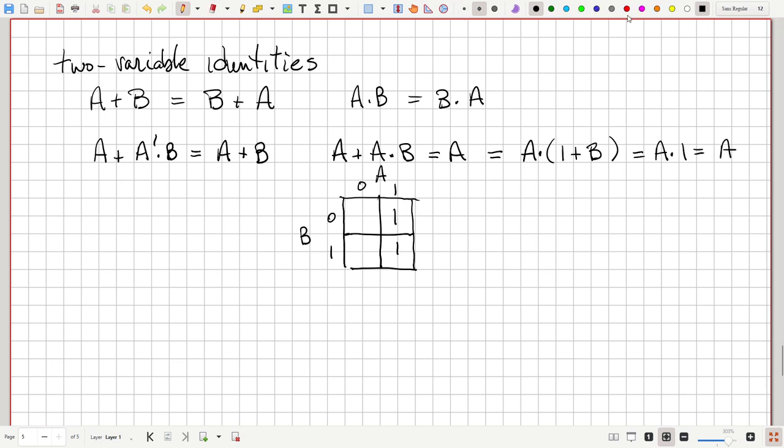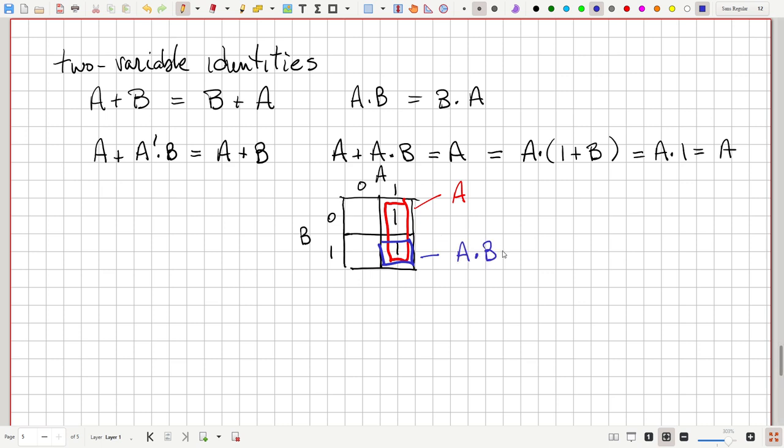All right, this whole column is equal to A. And then this cell is A and B.